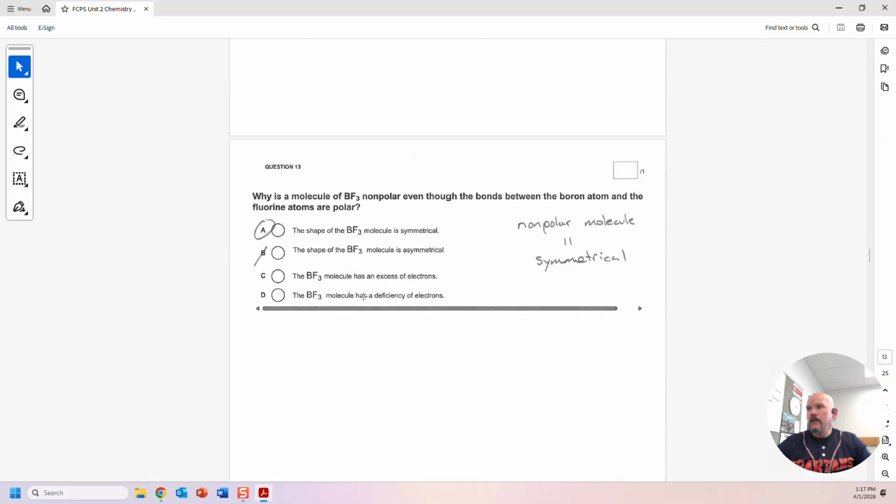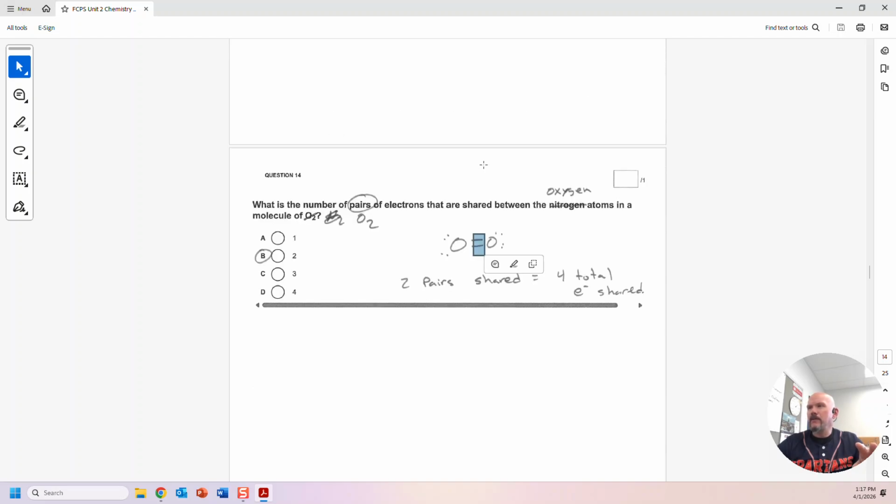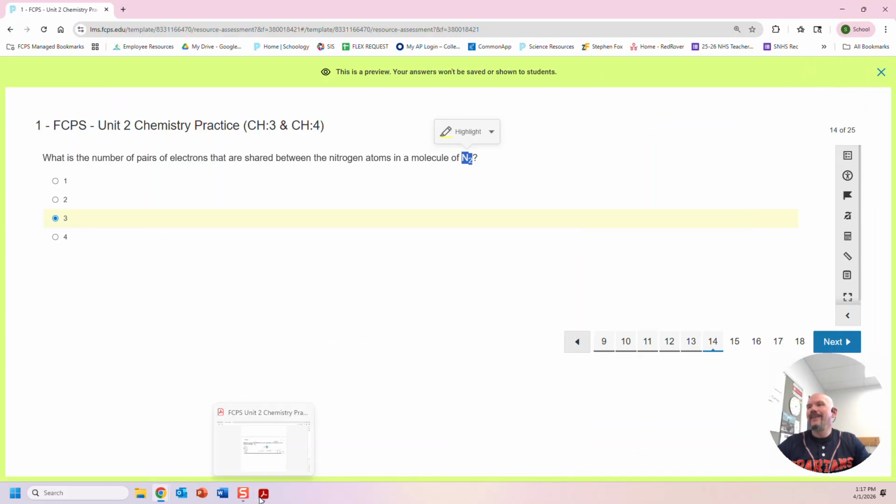But let's go here, right? It's sharing 4 electrons, so that's 2 pairs. What am I doing, oxygen or nitrogen? This one's oxygen, so I don't know. Let me see. It says nitrogen atom.